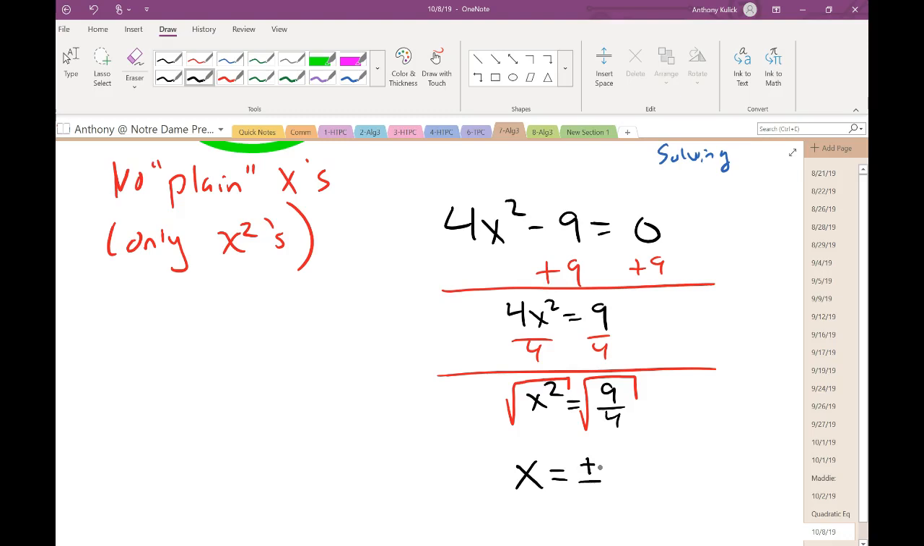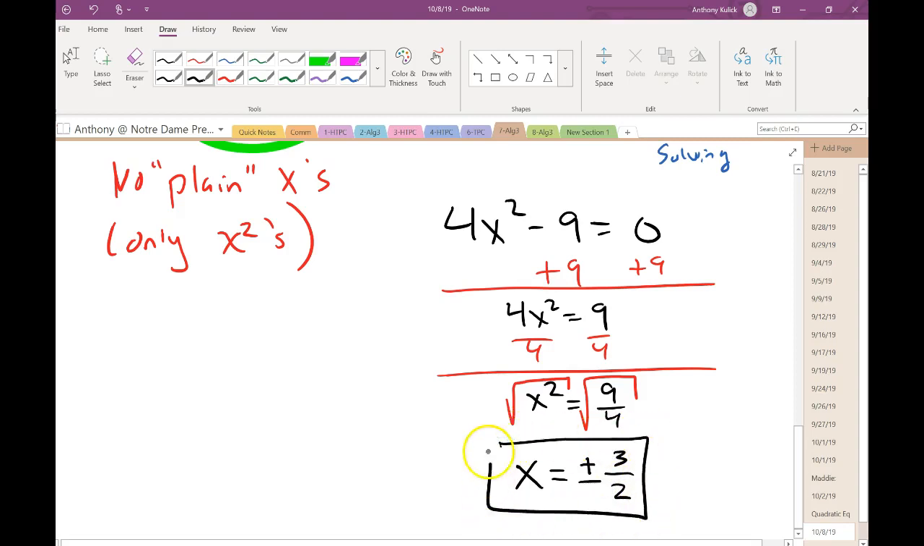Now, to square root a fraction like 9/4, Jack said we can square root the top and square root the bottom separately, which is correct. So the square root of 9 is 3, and the square root of 4 is 2. So we can say this.